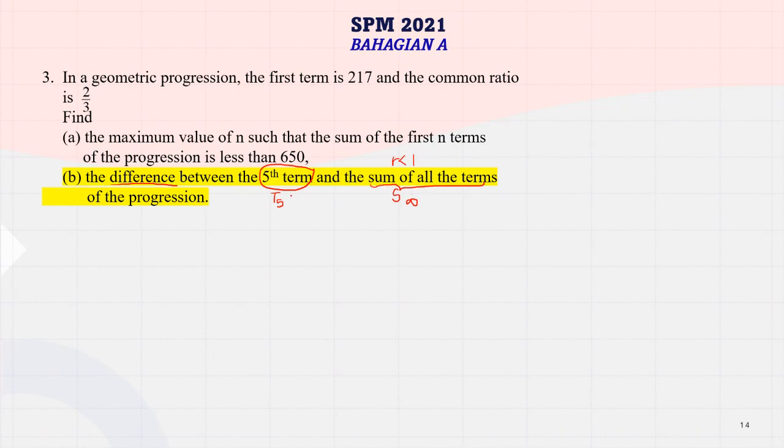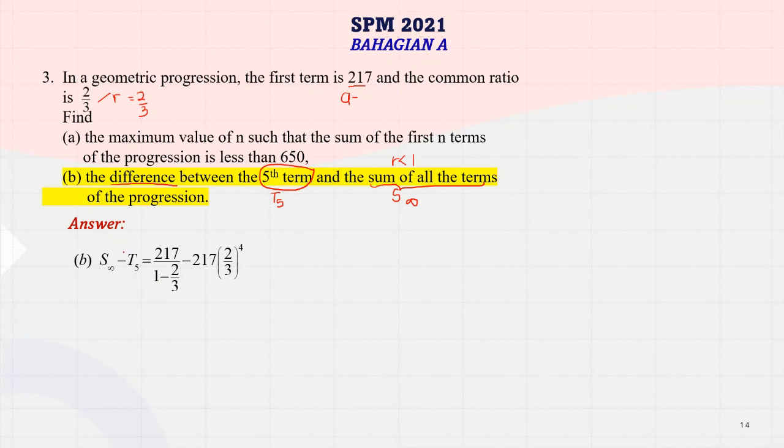Same goes to this one kan. Fifth term jadi T5 and sum of all terms as infinity. So the answer A tadi kita dah ada kan, which is 217. A is 217 again. Repeat ya. So this is A and this one adalah R. R is 2/3. So we're going to use the formula of this one.